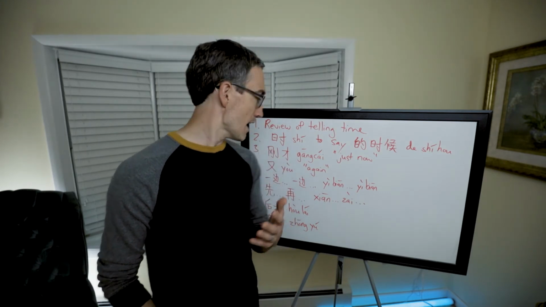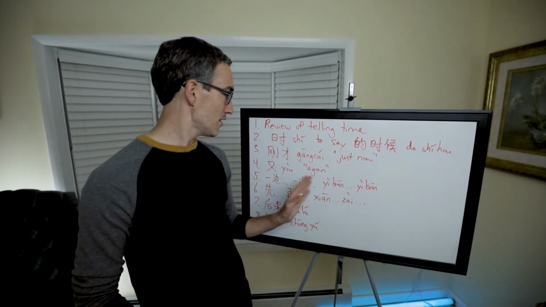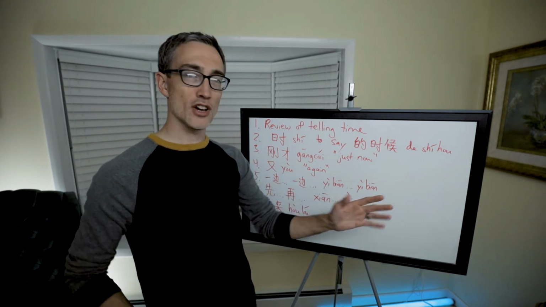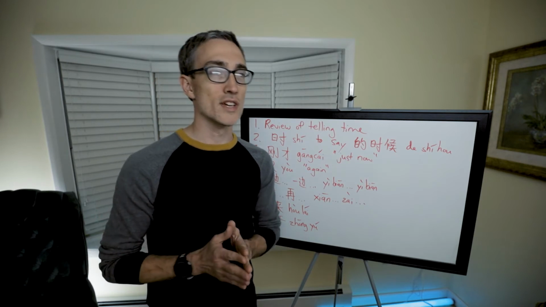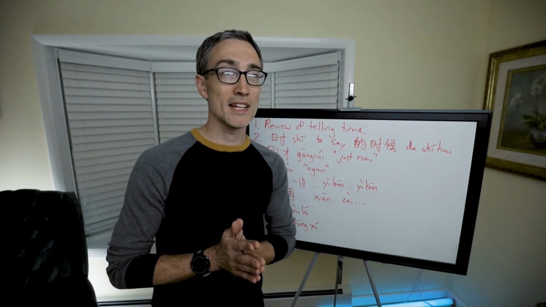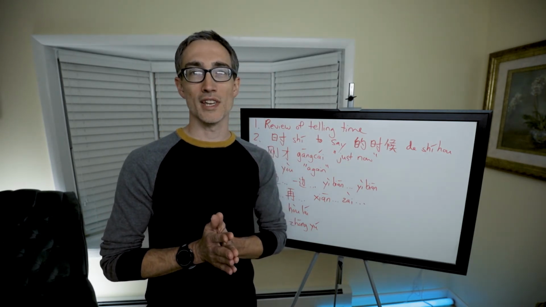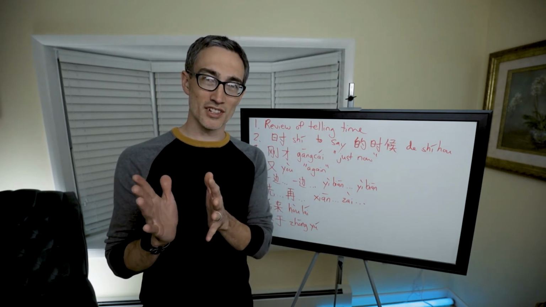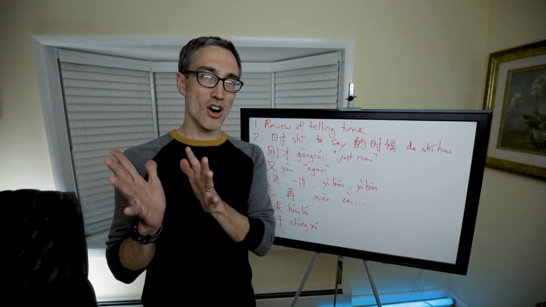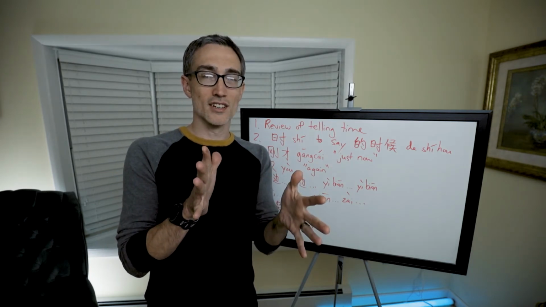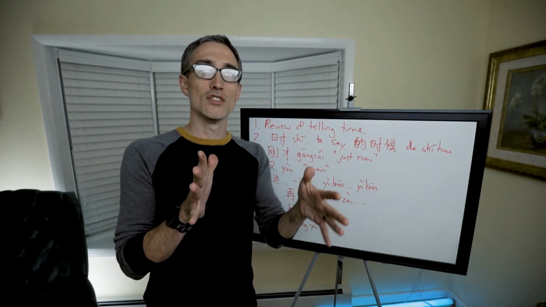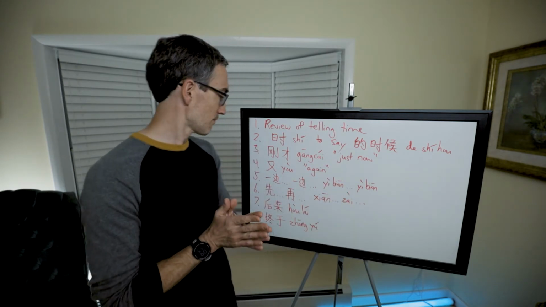And then there was yìbiān. One side over here, one side over there, talking about simultaneous actions. For example, 他总是一边看电视一边做作业. 他总是, what's 总是? Always. He always. 他总是一边 on one side 看电视 watch TV 一边做作业 do homework.